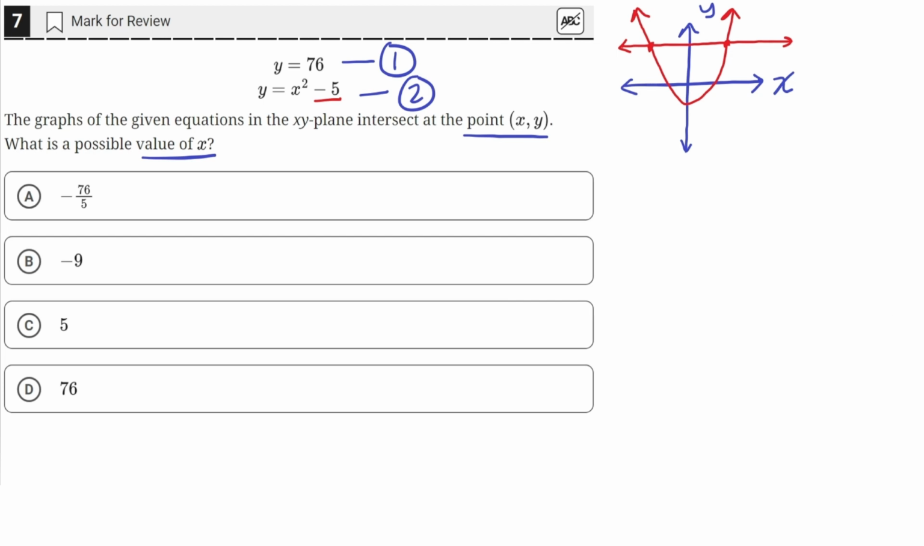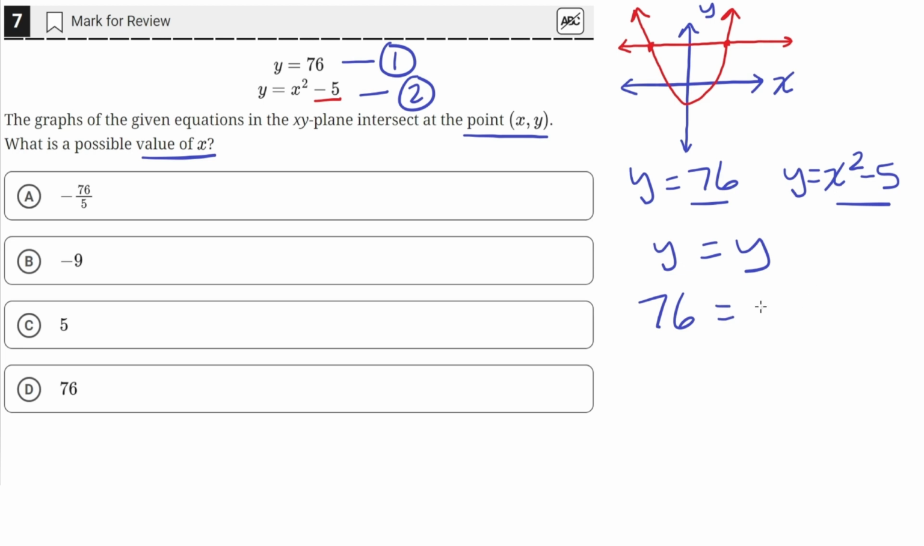And we can do that by setting these two equations equal to each other. So we have y equals 76 and y equals x squared minus 5. So y is equal to both of these quantities, so we can just set them equal to each other. So when y equals y, 76 equals x squared minus 5. So I just substituted the value of 76 for y and x squared minus 5 for y. So then we can just solve for the value of x by isolating it.